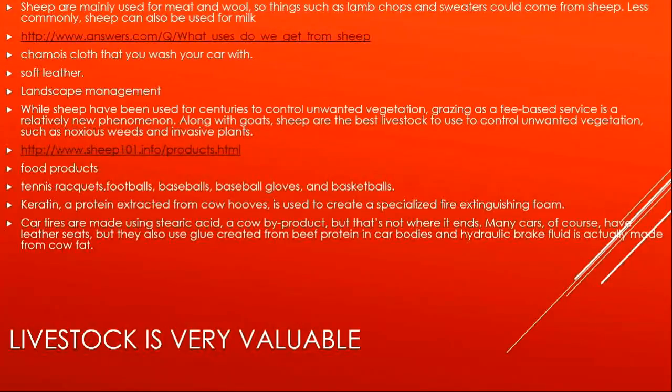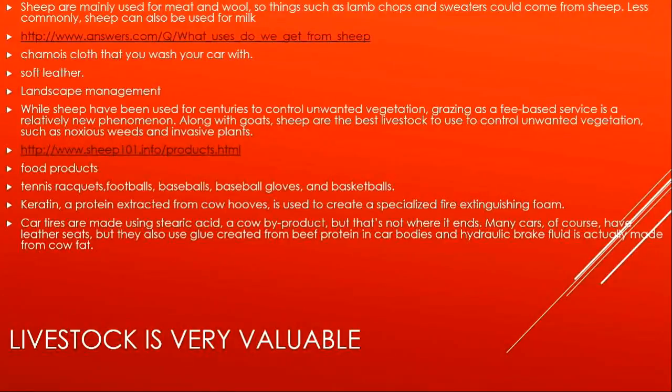The chamois. As far as that cloth, what they make it out of is sheepskin. So the cloth that you wash your car with, soft leather, that's what you can also use it for, all right? And then of course, landscape management. While sheep have been used for centuries to control unwanted vegetation, grazing as a fee-based service is a relatively new phenomenon. Along with goats, sheep are the best livestock to use to control unwanted vegetation, such as noxious weeds and invasive plants. So even if you said, look, I've got a lot of weeds growing, it's all right, I'll get my goats to trim that up for you, not a problem. I'll leave three of them for you for the weekend, pay me on the low. You can very well do that.